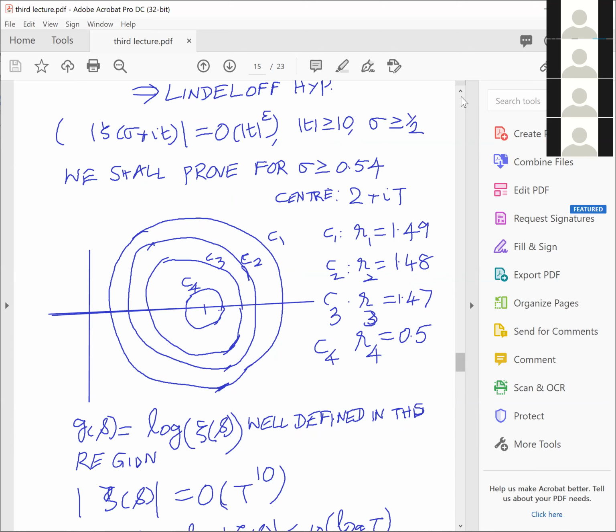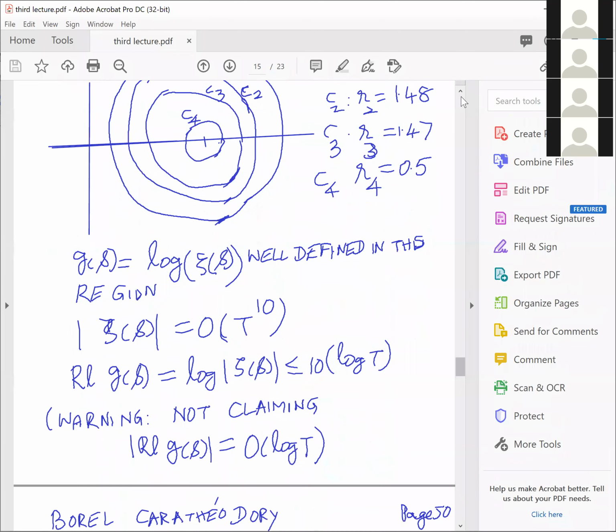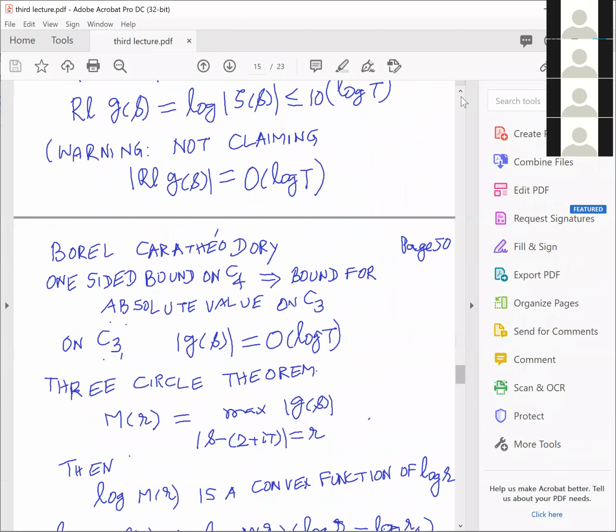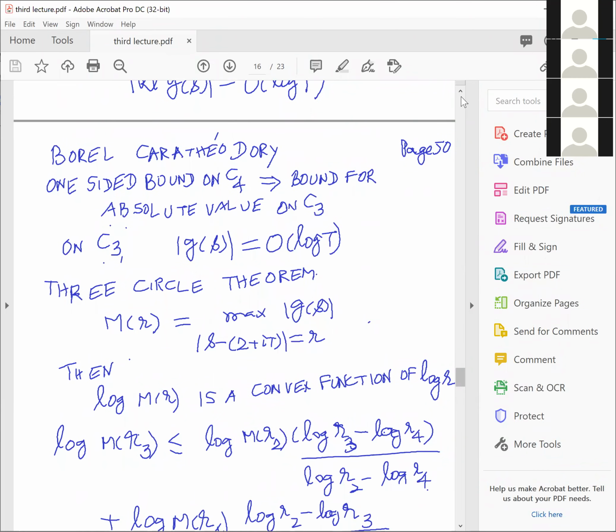Now once you have three circles, C2, C3, and C4, and on C2 it is bounded by log T, and on C4 it is bounded by 1, then there is something called the three-circle theorem, which says that on C3 you can bound it. The three-circle theorem says that if you take M(R) to be the maximum of G(s) over mod s minus (2 plus iT) equal to R, that is, M(R) is the maximum of the function on a circle of radius R around the point 2 plus iT, then log M(R) is a convex function of log R.